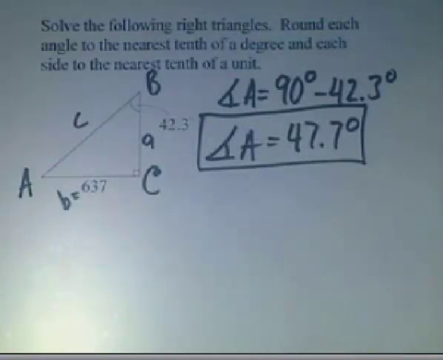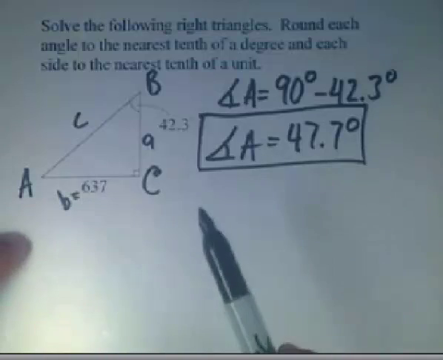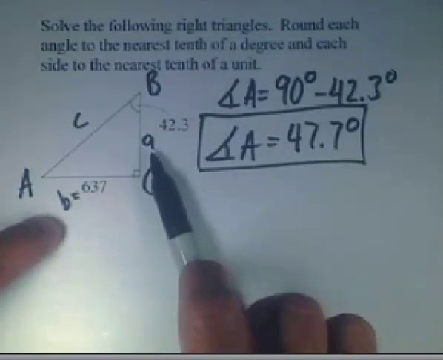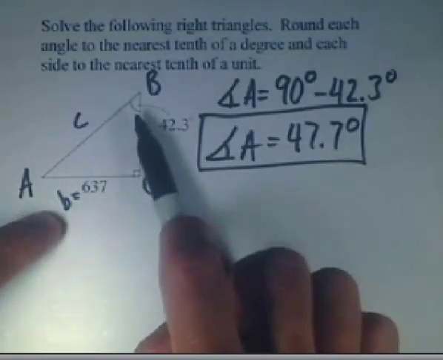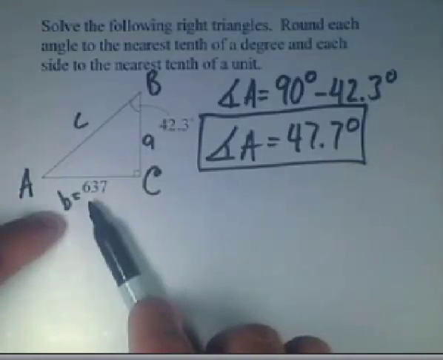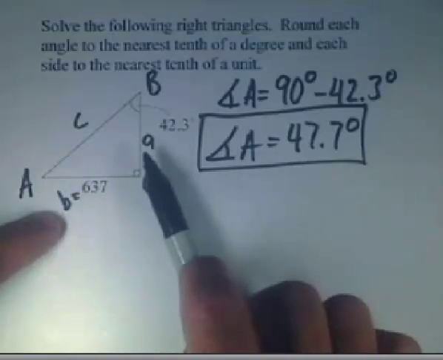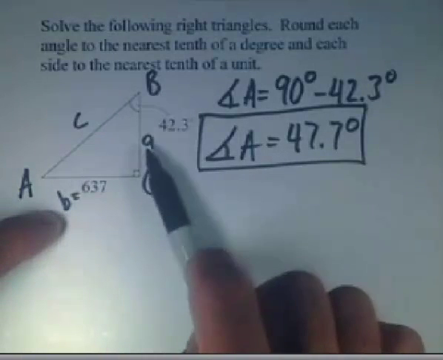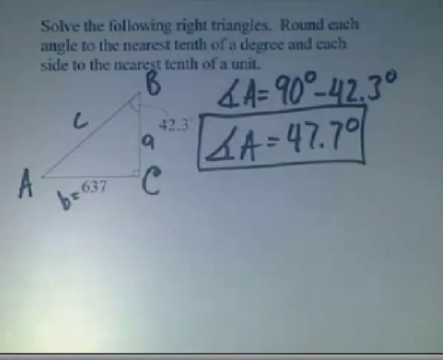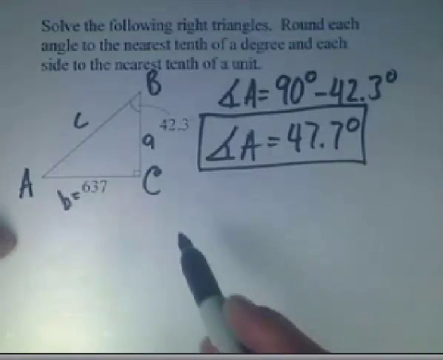Now we need to focus our attention on the two missing sides, side A and side C. And it really doesn't matter which side we start with. Let's just focus on side A. Now, what trig function involves angle B, side B, and side A? Well, in this case, B is opposite of angle B, and A is adjacent to angle B. So this tells us we want to use the tangent.